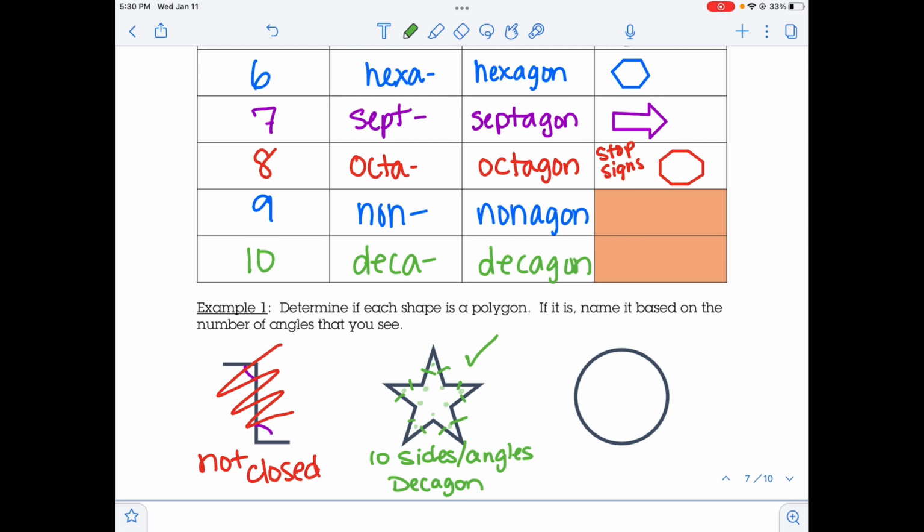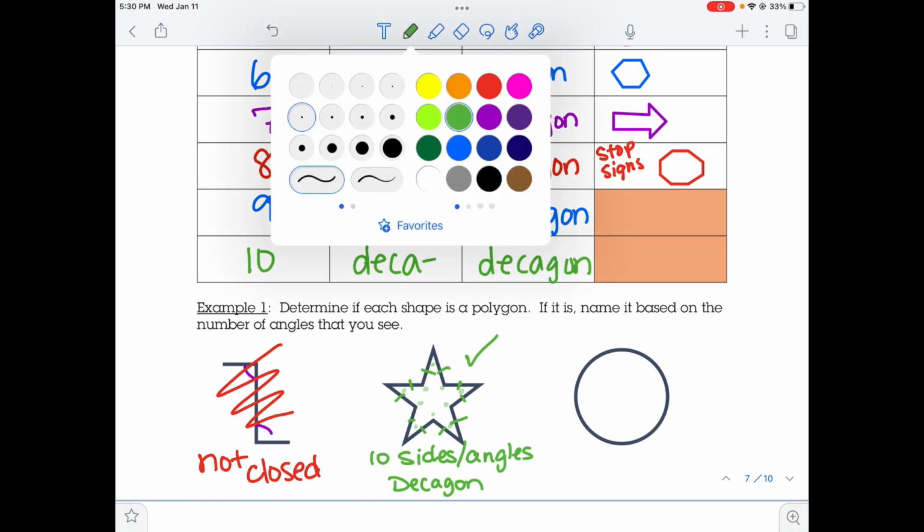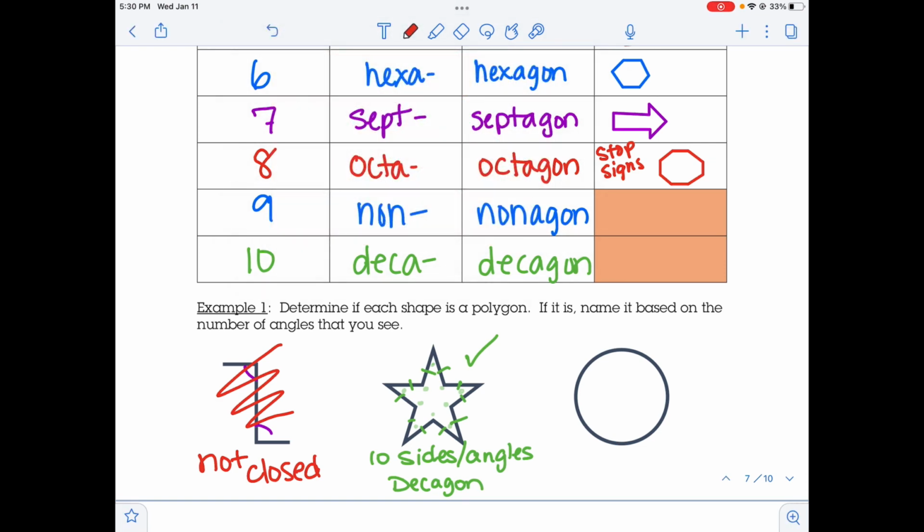Then the next one, that one is not a polygon. It's closed, but it doesn't have any angles. And the word polygon literally means many angles. So circles, while we will study circles, and there's a lot that we can do with circles, they are not polygons. So we're going to study them a little bit differently. So that gets us all caught up with everyone else.